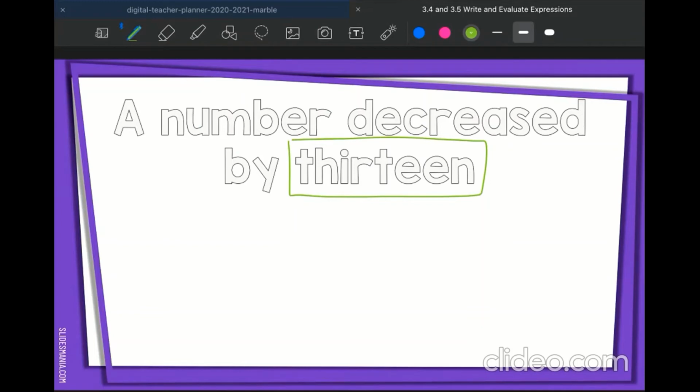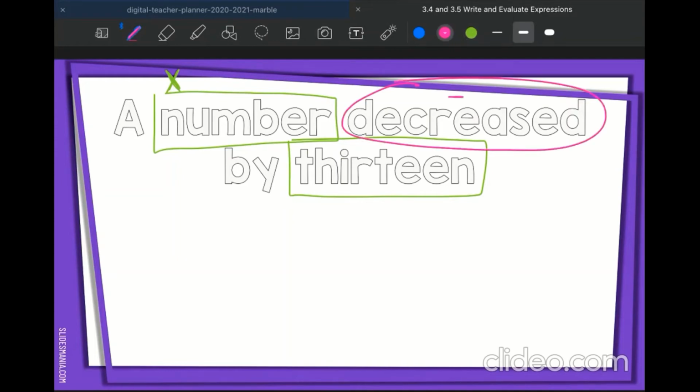What is another number? Number. It doesn't tell me what number, so that means it's going to be a variable. We'll make it n for number. You want to make it x? All right, we'll make it x. Do we see an operation? Decrease, and it means to subtract. Good. So all I have to do is just write the numbers in order. So x minus 13.